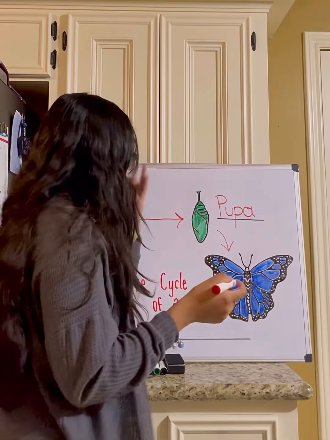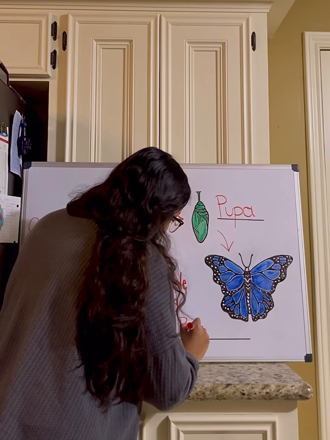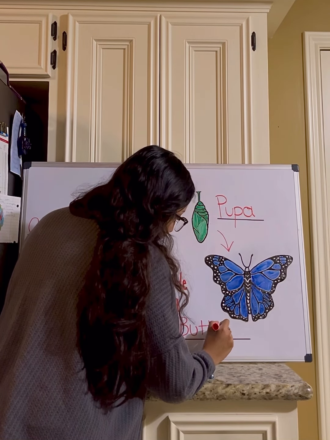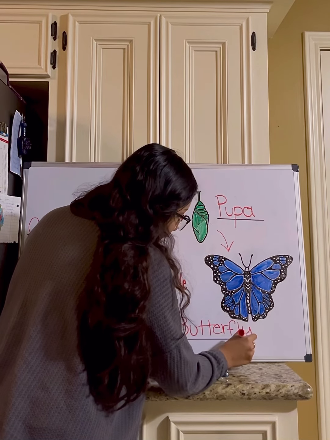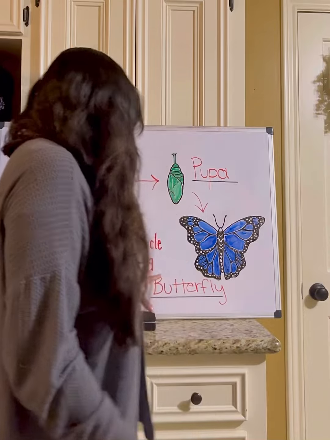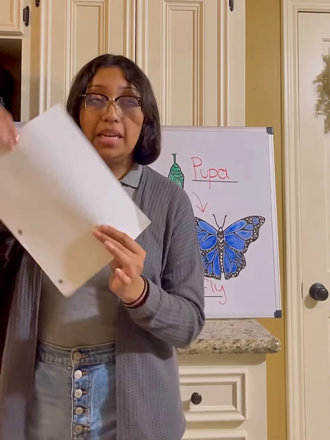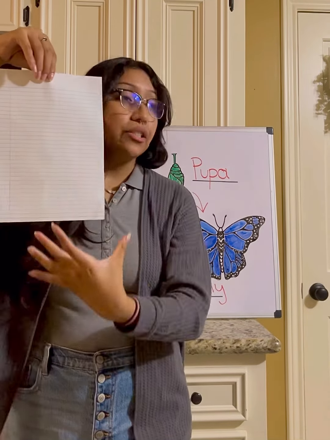All right, so let's write down the word butterfly. This is also another long word, so it's okay if you need a little bit of extra time, okay? Butterfly. Okay, everyone, so once you're done writing all of these words down, just please hold your sheet up like this, and this will let me know that you are finished, okay?